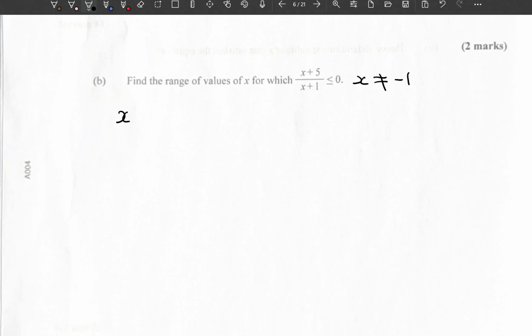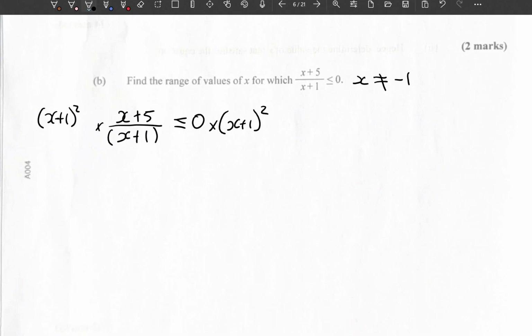We have x plus 5 divided by x plus 1, and that's less than or equal to 0. We go ahead and multiply throughout by the denominator squared. Let me write it again. So that'll be x plus 1 squared. And we also multiply by x plus 1 squared. And so on the left hand side, these would cancel. We would have x plus 1 into x plus 5. That's going to be less than or equal to 0.